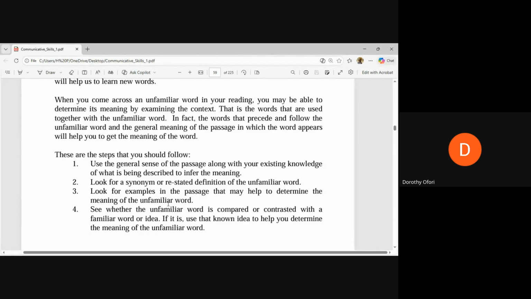Another thing that you have to do is to look for a synonym or restated definition of the unfamiliar word. So the word is not familiar, you don't know. Try and see whether you can get a synonym for the word, or you look for the definition of the word. The third one, look for examples in the passage that may help to determine the meaning of the unfamiliar word. For example, the focus is on present.